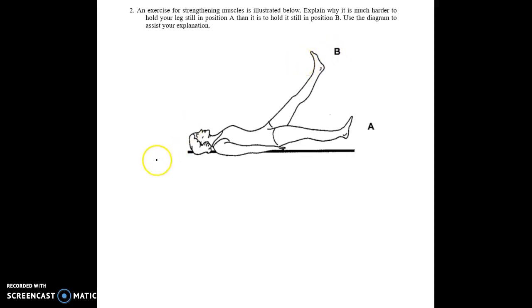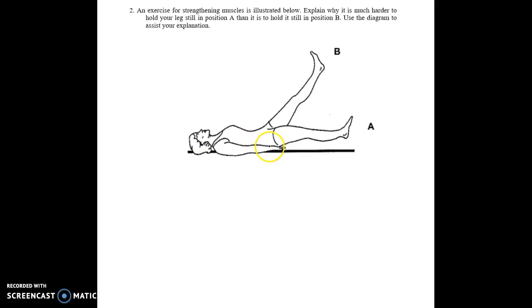So this is all about explanation. There is no calculation required. This is not an estimation. So you have to explain why it's harder to maintain your leg position in B compared to A. So this is the question related to torque.